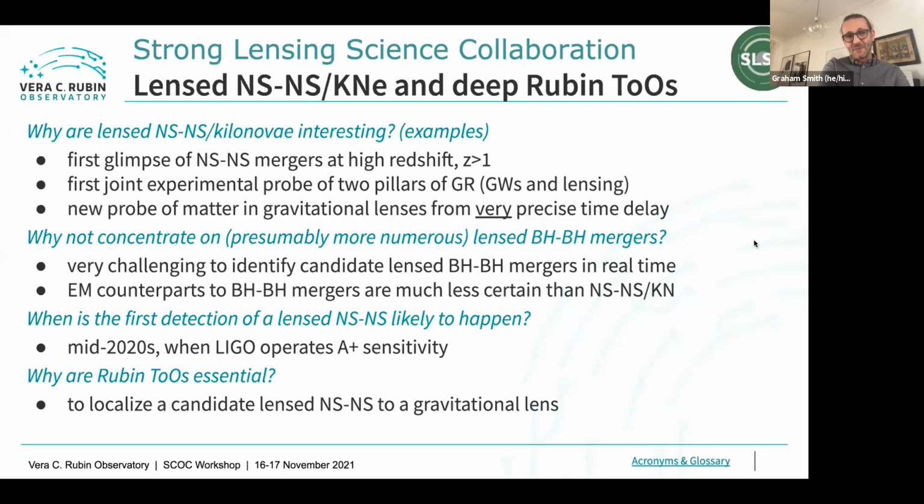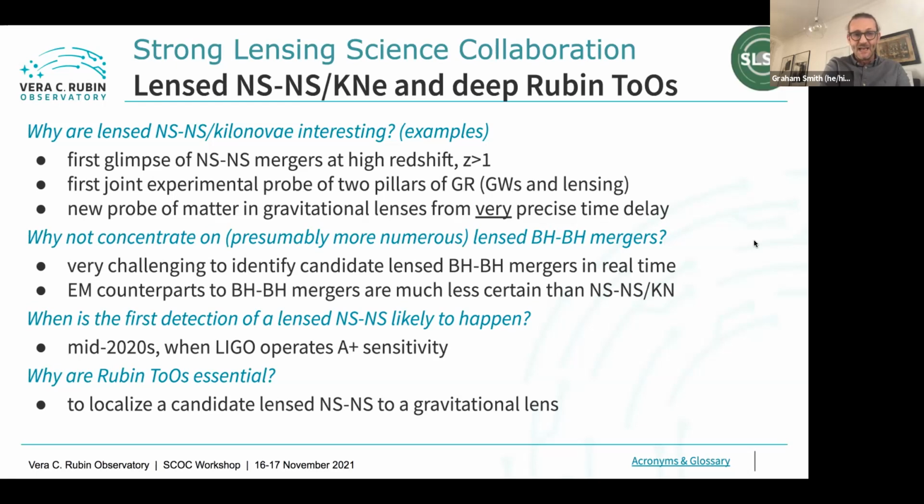Why not concentrate on lensed binary black holes? Because there'll be more of them. It's really hard to, I could say a lot about this, it's really hard to identify candidates in real time if you're looking at the binary black holes. And who knows if they're actually detectable electromagnetically anyway. So given all of this, when is this likely to be feasible? The mid-2020s. As I'll show in a moment, LIGO will be sensitive enough to detect around 1 lensed binary neutron star per year.